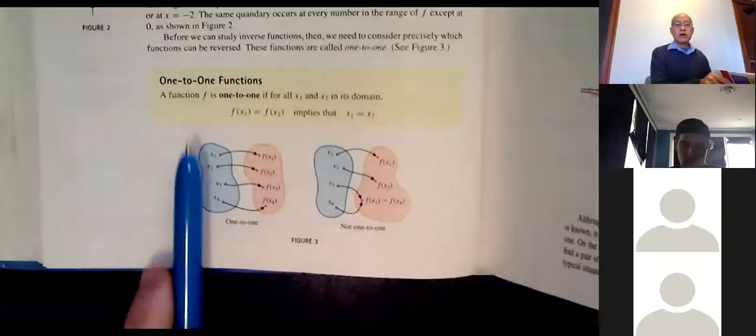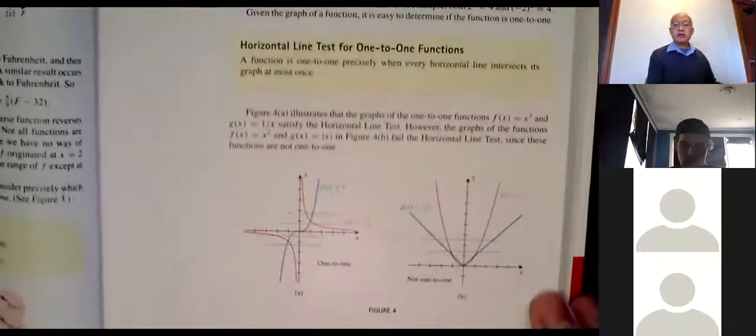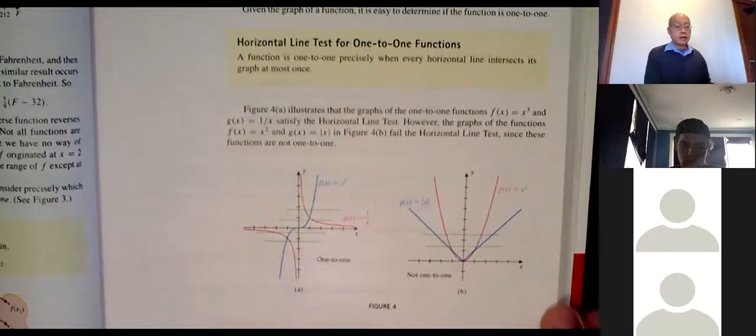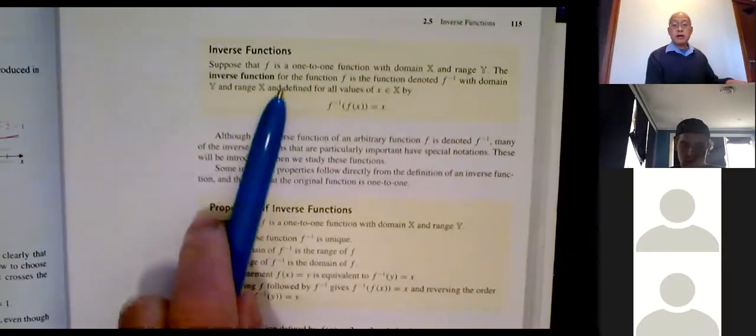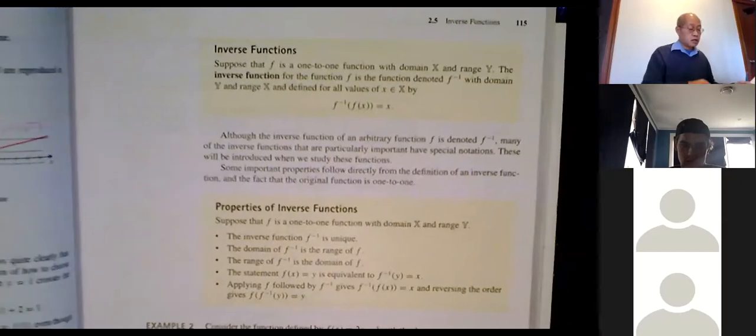One-to-one function. So on page 112, one-to-one function. Again, feel free to start building up your next cheat sheet. Okay, page 113, the horizontal line test. You heard of the vertical line test, so now we have the horizontal line test for one-to-one functions. And inverse functions, so everything you need about inverse functions right here. Okay, put whatever you want on your cheat sheet.